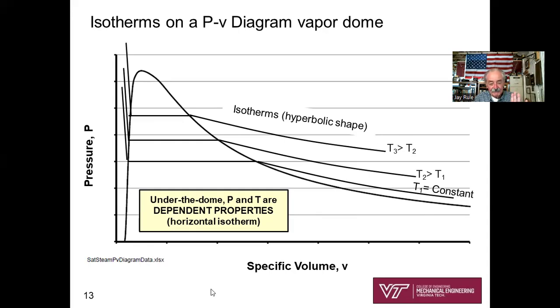And so that's a little bit of my big takeaway for this video. I want to communicate mathematically: you can show that these dogleg lines for isotherms on the PV diagram are hyperbolas when you're not underneath the vapor dome. Okay, that's sort of my big takeaway.